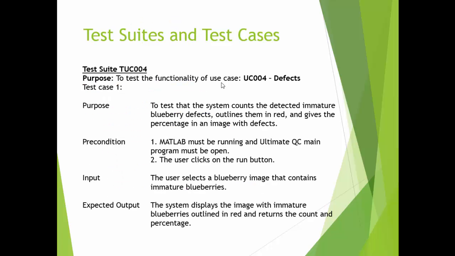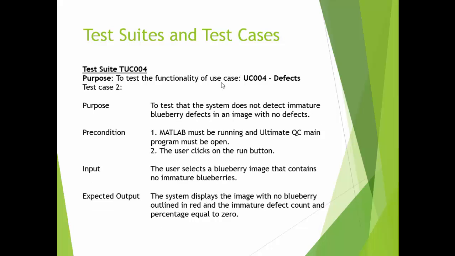Here are two test cases for the defects use case. The first one tests that the system counts the detected immature blueberries, outlines them in red, and gives the percentage in an image that has defects. The second tests that the system does not detect immature blueberries in an image with no defects and returns the defect count and percentage equal to zero.